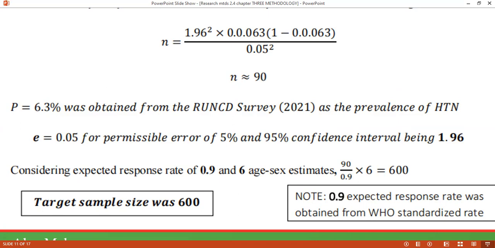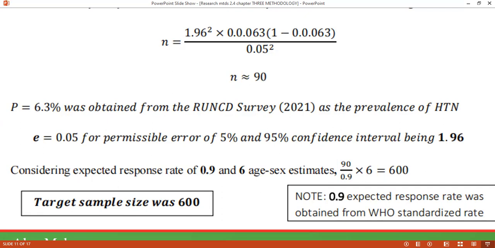P-value is the baseline of indicators or any prevalence from a previous study. You get it? And this value, once you give it, you must define it for us. You must tell us where you obtained it from. So for example, in this case, I will say a p-value of 6.3% was obtained from the Rancid study of 2021 as the prevalence of hypertension. There was a study done in Nakaseke district, a district here in Uganda. That study was done by some other person and he obtained a certain prevalence of self-reported hypertension as 6.3.